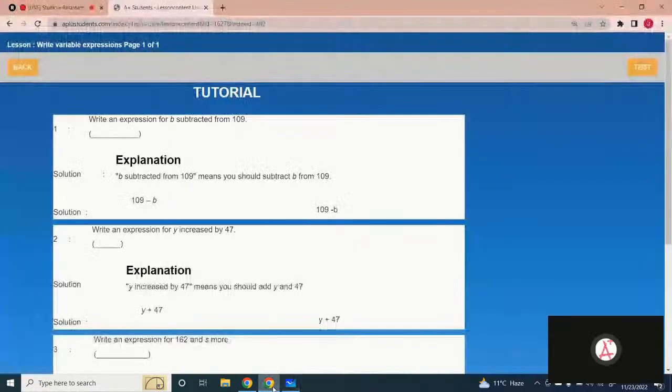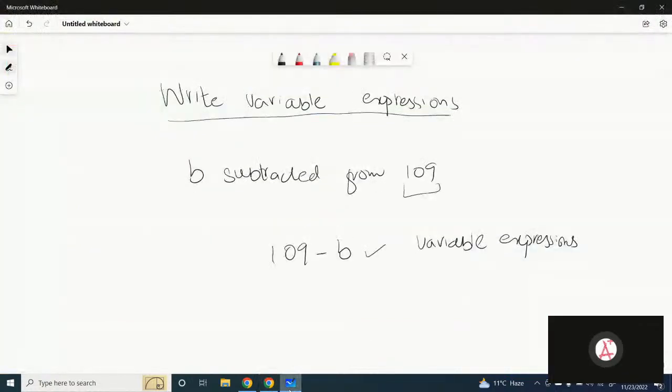Okay, the next one is write an expression for y increased by 47. Increased means you have to add y. That means you have to add 47 to y. It would be y plus 47. Got it?